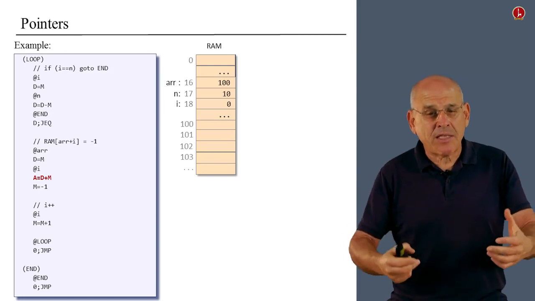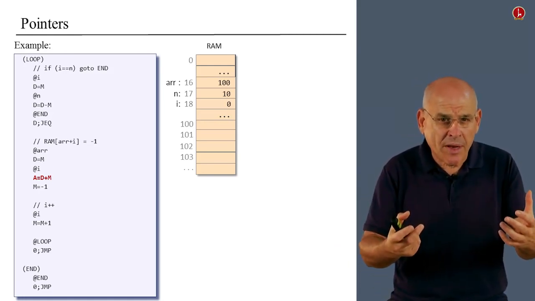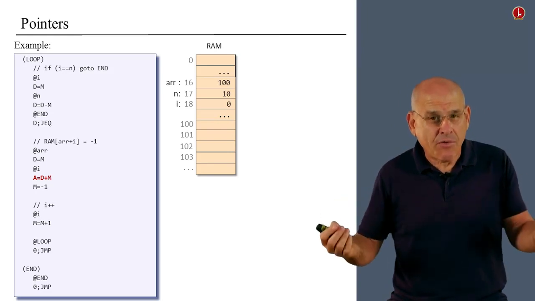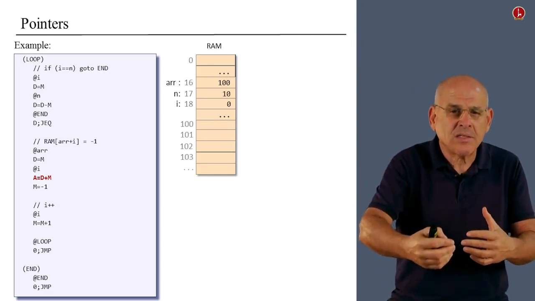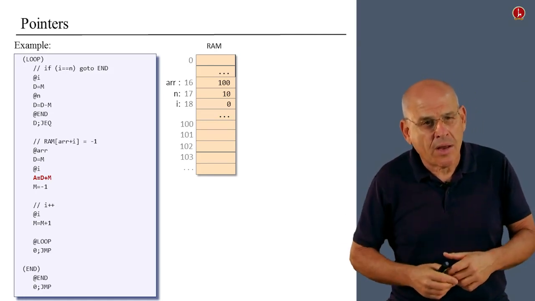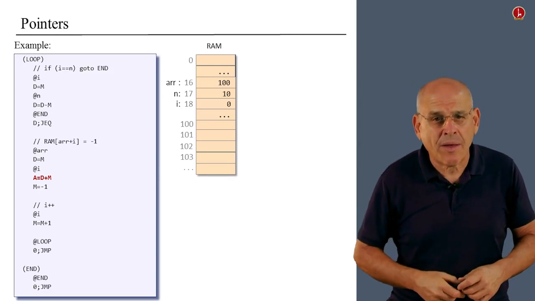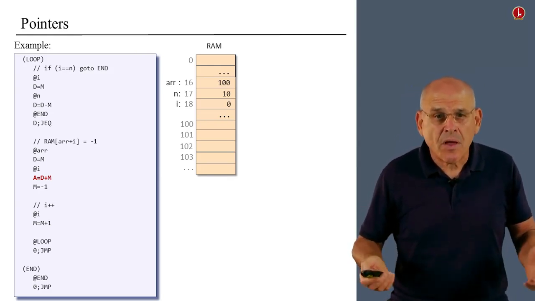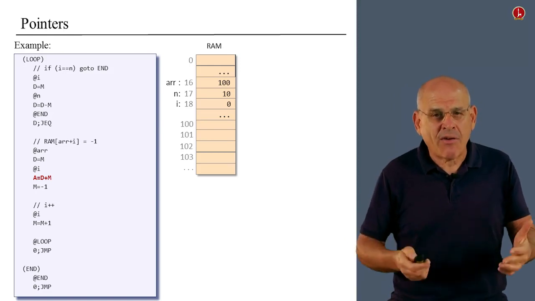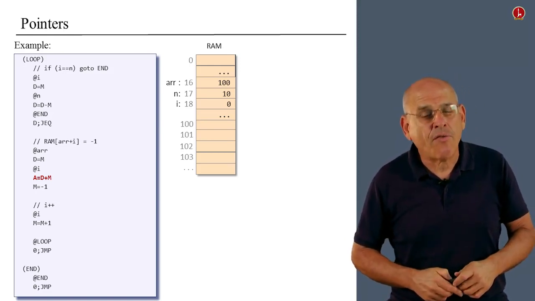Now, if the index begins with 0, then the first entry that we're going to operate on is RAM 100, because ARR is 100. And then I will become 1, so we'll operate on RAM 101, and then I becomes 2, we'll operate on RAM 102, and so on and so forth. How do we do it? Well, we have to add up ARR and I, and that's exactly what we do in the first 4 instructions.